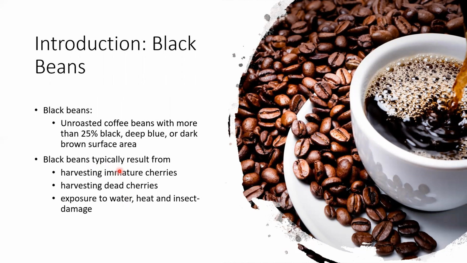Knowing that some of these precious coffee beans are defective lessens their quality. One of these defects is called black beans. What are black beans actually? We can consider black beans to be unroasted coffee beans with more than 25% black, deep blue, or dark brown surface area. And these black beans come from harvesting immature cherries or by harvesting dead cherries that fall naturally from the tree. Or black beans can also result from exposure to water, heat, and insect damage.